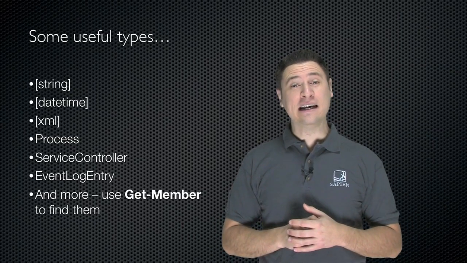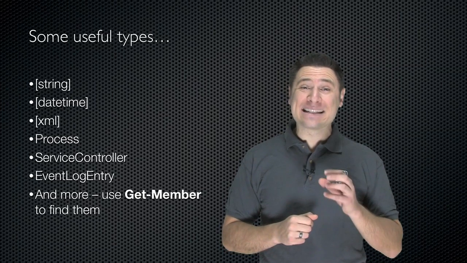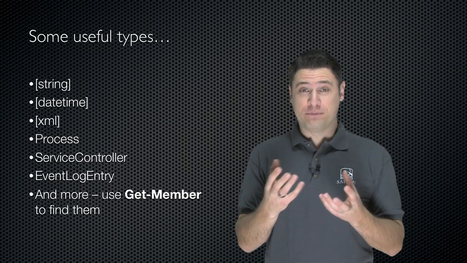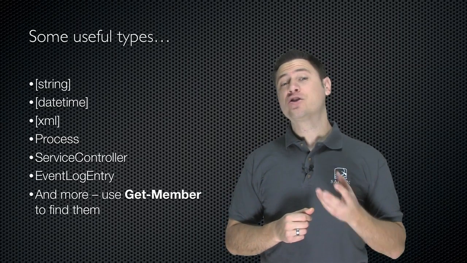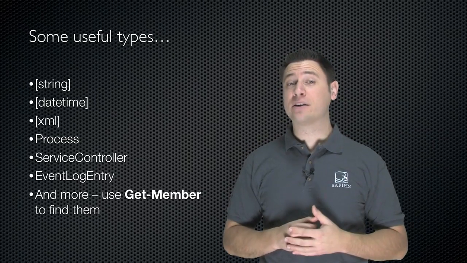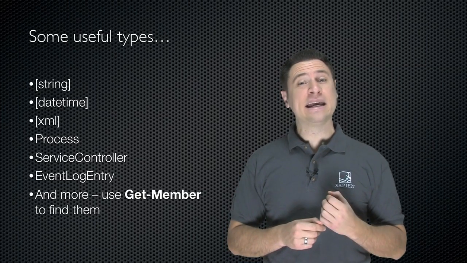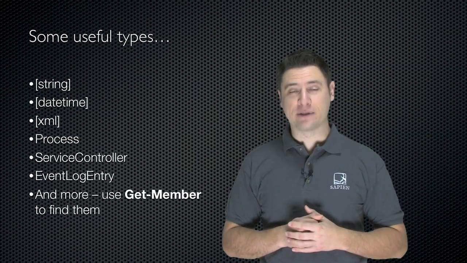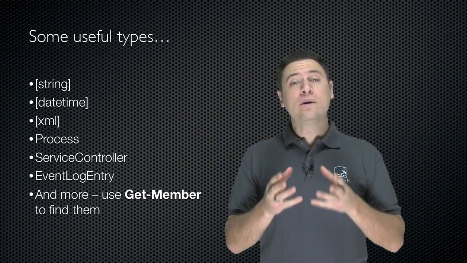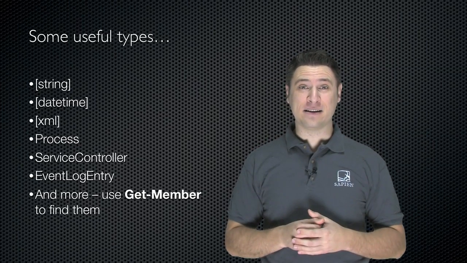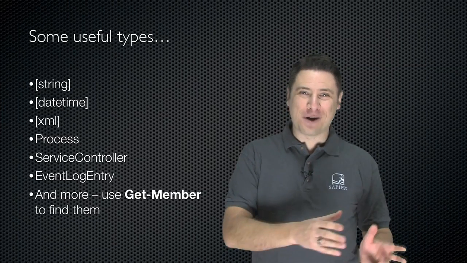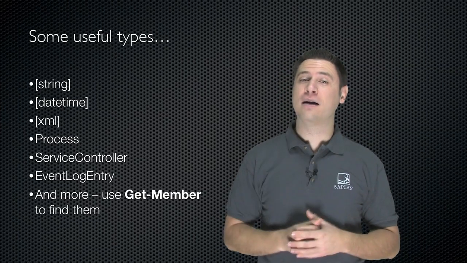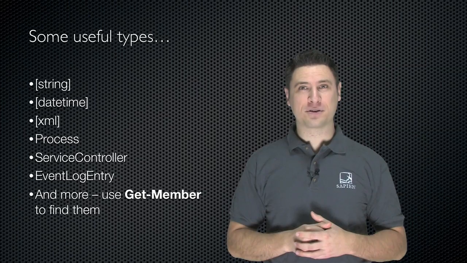String, obviously, DateTime, XML, which lets you really work with whole powerful XML documents, process, ServiceController, which is the type of object that represents a Windows service, EventLogEntry, you can probably guess what that's for, and a lot more. Really, you can still use Get-Member to find these. Any cmdlet or anything that returns an object, just pipe it to Get-Member, and you'll find out what type of object it is, as well as seeing its members.